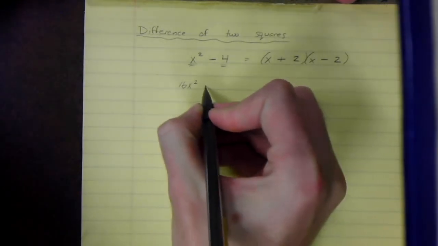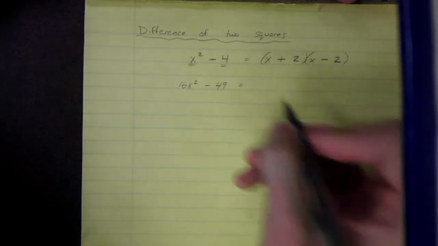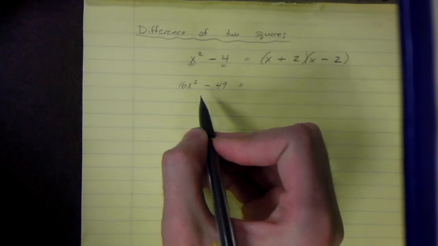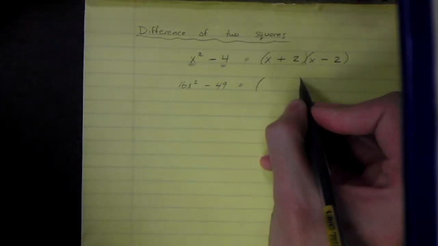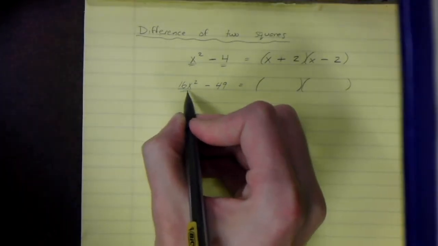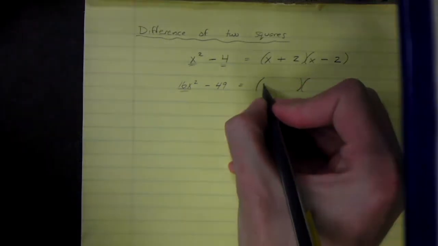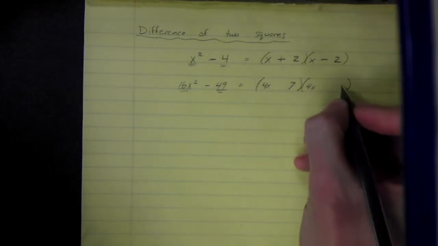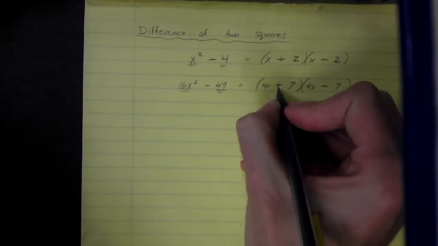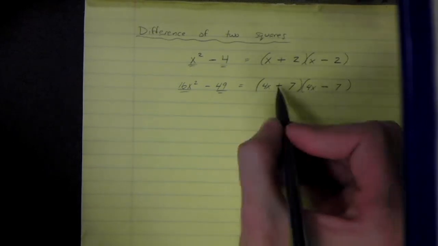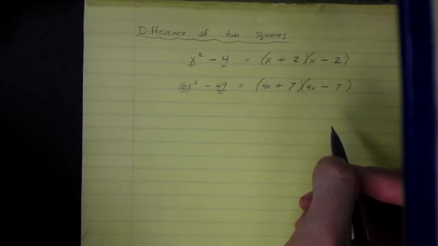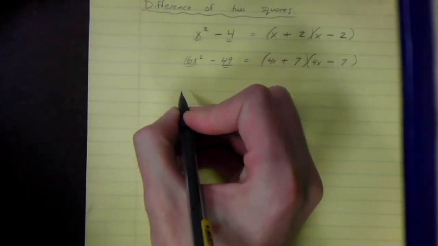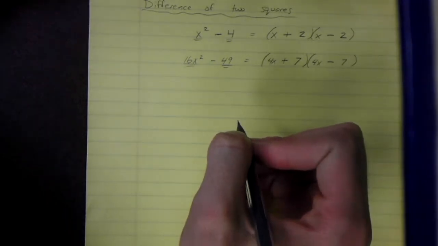For example, you may see one that looks like this. The numbers can get bigger. You can also have numbers and variables in the same part. So again, the square root of 16x squared would be 4x, and the square root of 49 would be 7. One of them is minus, one of them is plus. It doesn't really matter what order you put them in as long as you get them right. Alright, so again, these things can get infinitely complicated, really.